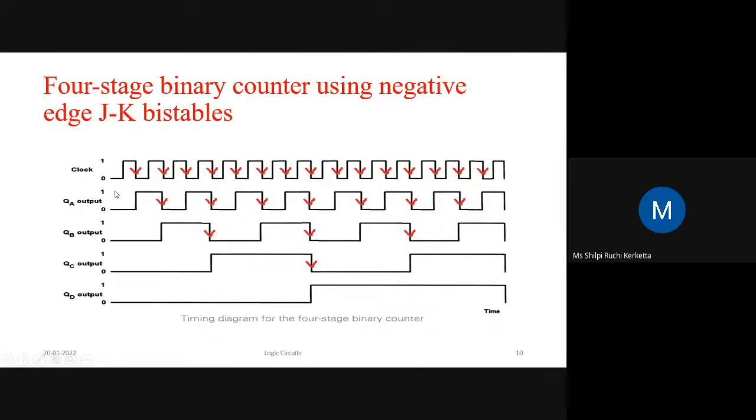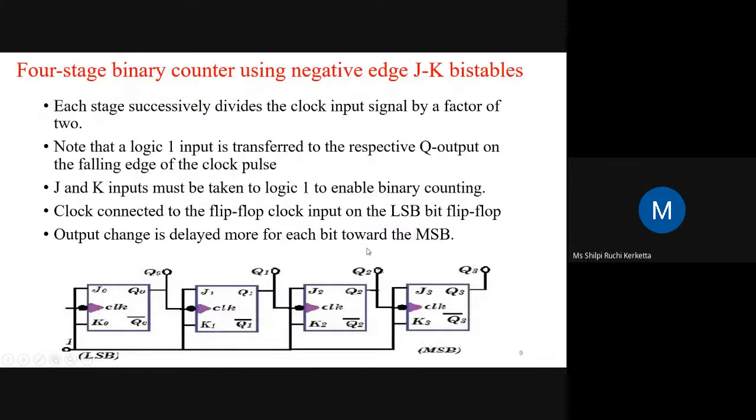Here for two clocks we have only one clock, for four clocks we have only two, and for 8 clocks we have only one clock. So this is how all the counting is getting delayed, and this is how we are counting. With each flip-flop our counter is getting delayed. The output change is delayed more with each bit towards the most significant bit.